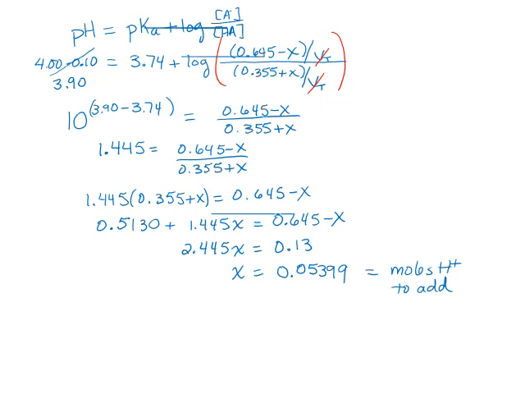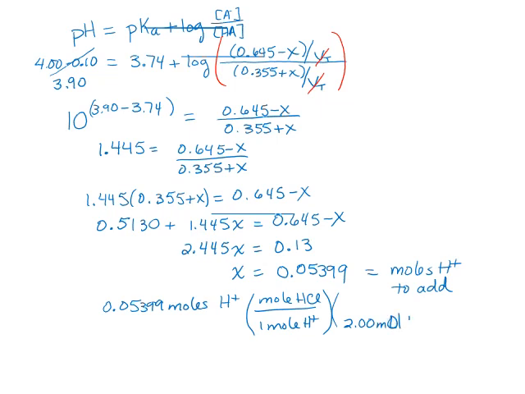The question asks for what volume of HCl solution would we add, so we need to finish this off by taking those moles of acid. There's 1 mole of acid per mole of HCl. And the solution of HCl that we were adding was 2 molar. So there are 2 moles of HCl per every liter of HCl solution.